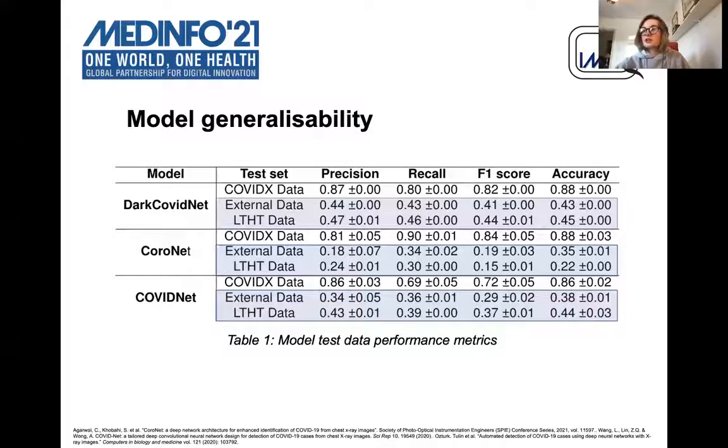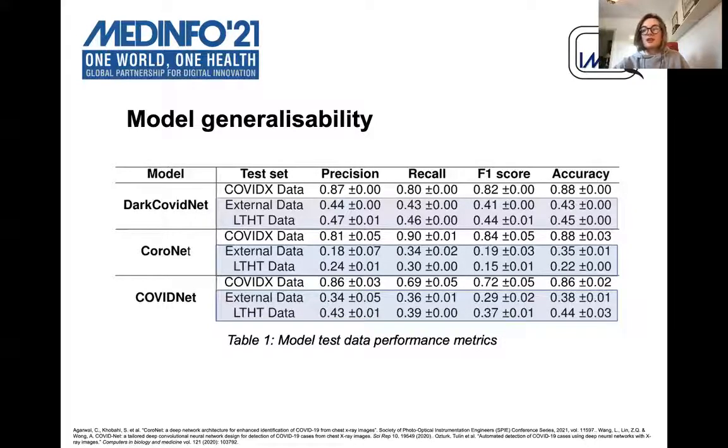Evaluation of LTHT test results in particular demonstrates that COVID-X trained models are unable to separate classes when applied to clinically realistic data. So poor model generalization combined with our earlier analysis of the COVID-X dataset suggests that COVID-X trained models are unable to learn clinically relevant features that are representative of the general patient population.